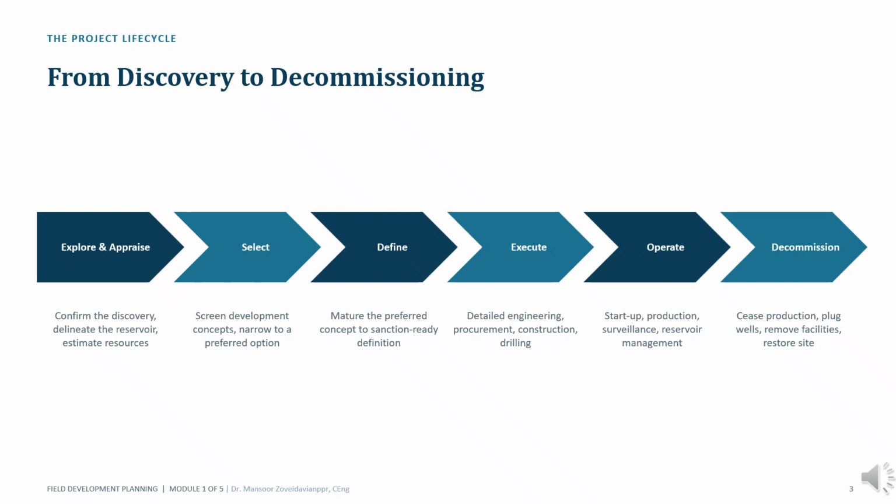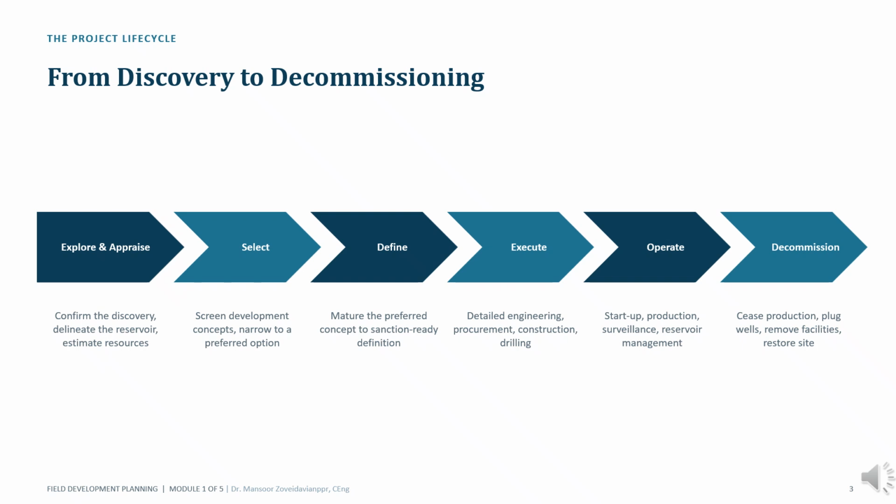Once a preferred concept has been identified, the project enters define. The focus here is to mature that concept until it is sufficiently detailed and robust to support a sanction decision. After approval comes execute, where detailed engineering, procurement, construction, and drilling activities take place. The asset then enters operate, often for decades, during which production, surveillance, and reservoir management activities are carried out. Finally, the life cycle ends with decommissioning, where facilities are removed, wells are permanently plugged, and the site is restored. One important point is that different companies may use different terminology, but the life cycle itself is largely universal.